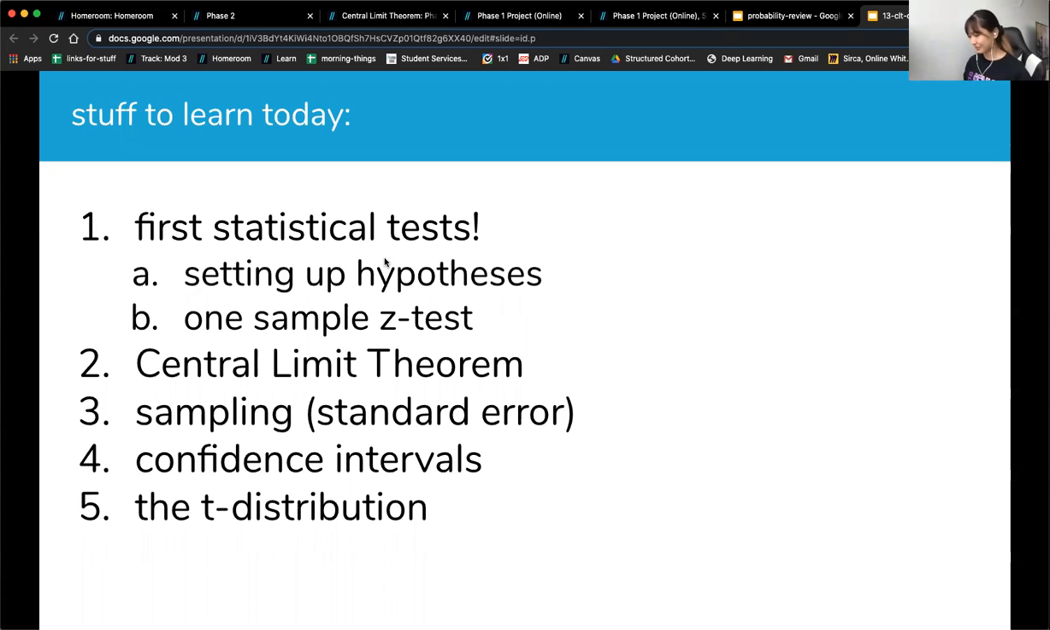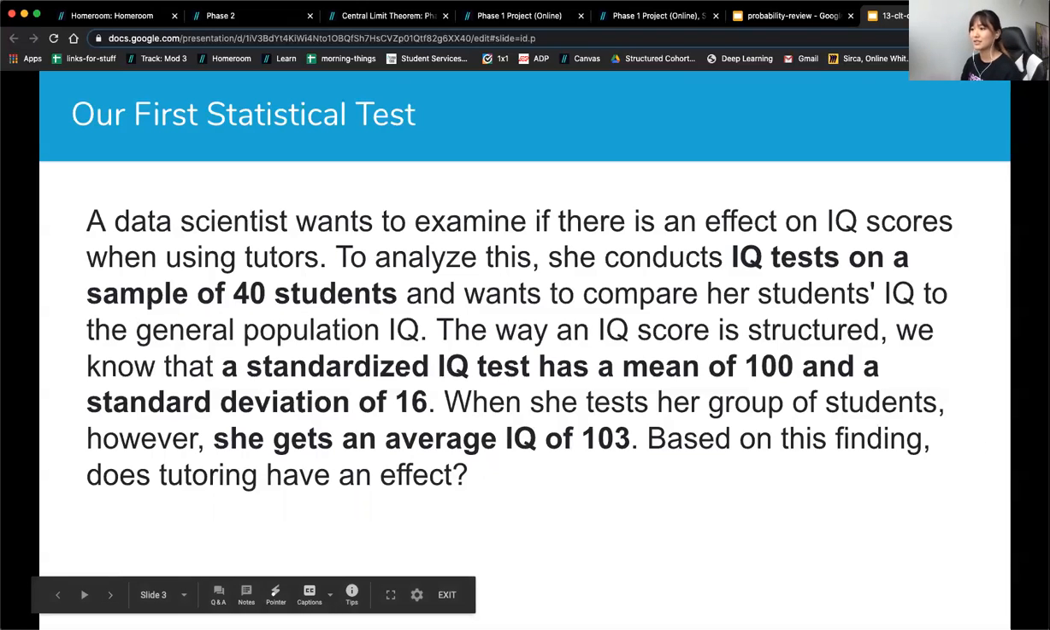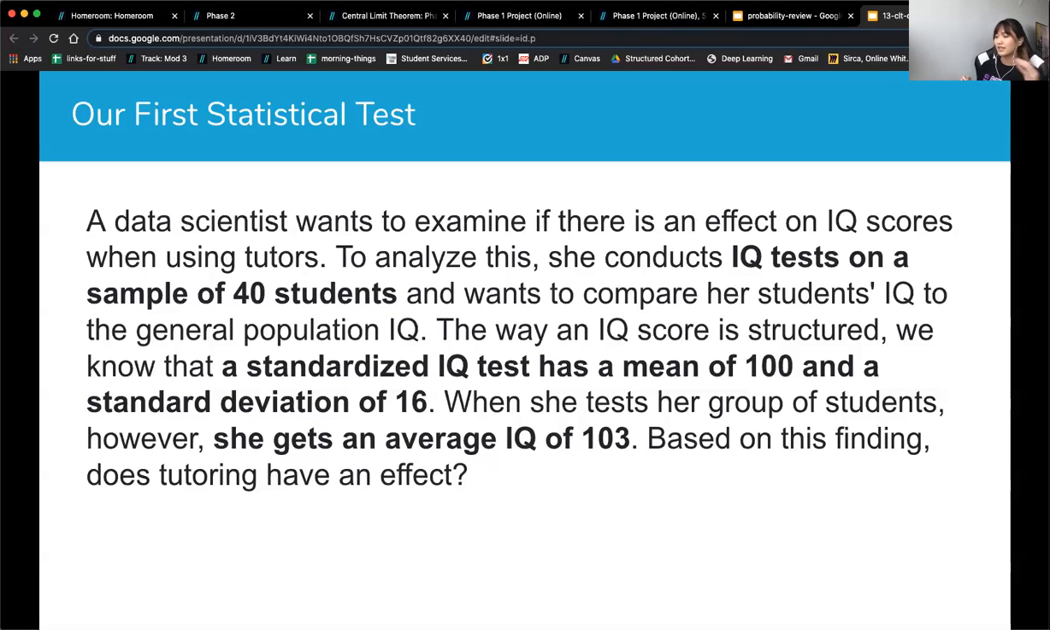All right. To start, our first statistical test. Here I have a scenario set up, so let's talk about the scenario first. Here we have a data scientist that wants to examine if there is an effect on IQ scores when using tutors. To analyze this, she conducts IQ tests on a sample of 40 students and wants to compare her students' IQ to the general population's IQ. So she's doing IQ tests on her sample of students that have been tutored.